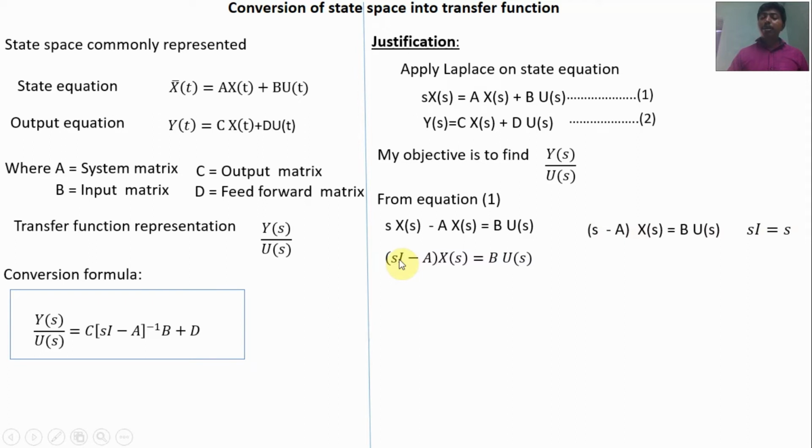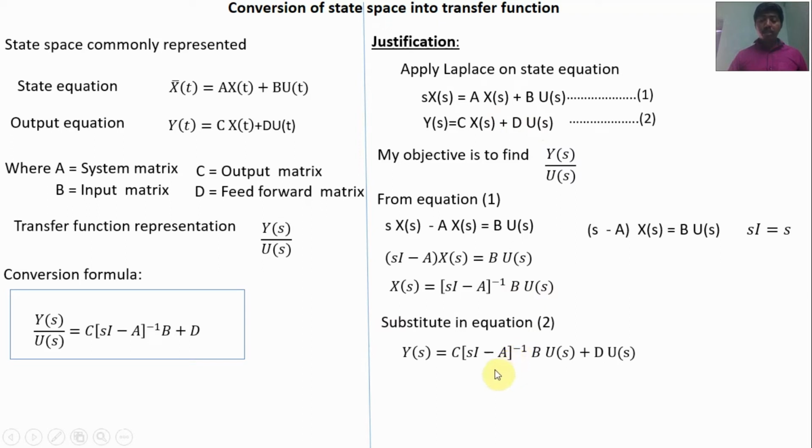Now it will become a matrix, A also a matrix. Now find X of s. X of s is equal to sI minus A the whole inverse into B into U of s. Substitute this X of s value in equation 2. So we will get Y of s is equal to C into sI minus A the whole inverse B into U of s plus D into U of s.